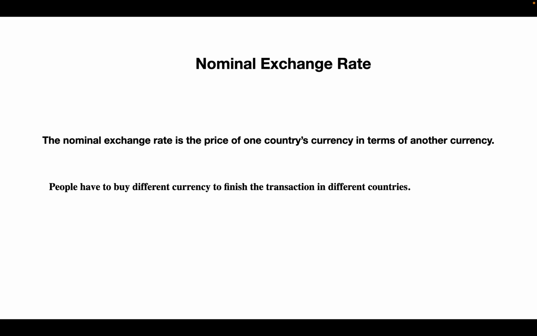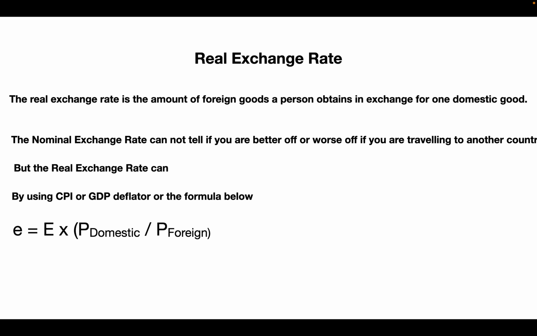So basically, the nominal exchange rate is the price of one country's currency in terms of another currency. As we all know, people have to buy different currency to finish the transaction in different countries. You can't just buy an iPhone in the United States by using Canadian dollars, right? You have to buy US dollars first and use the US dollars to finish the transaction. But you don't really know if the iPhone in the United States is cheaper compared with the iPhone in Canada, or if it will be more expensive.